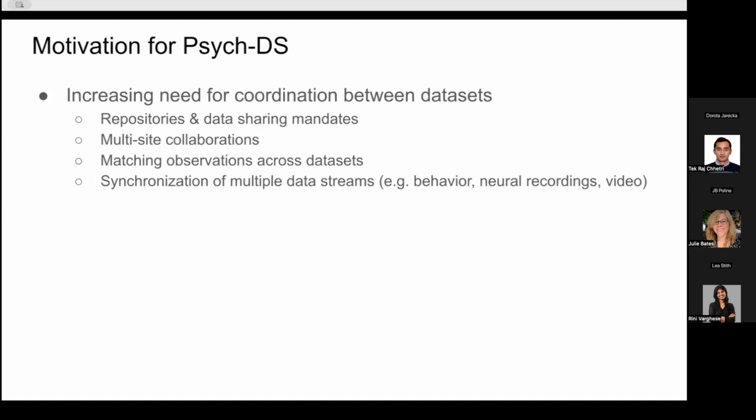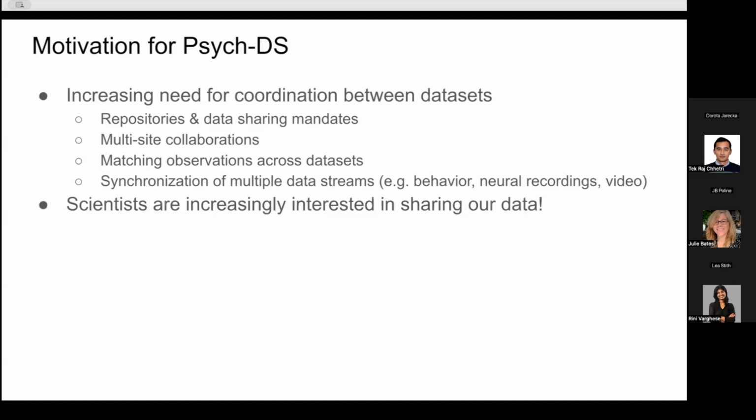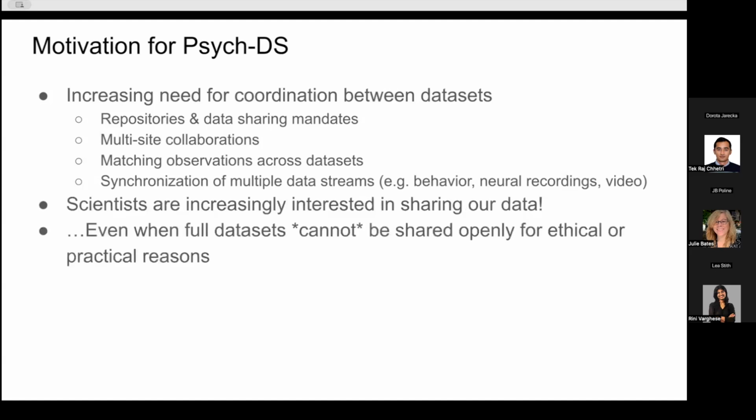where you start to need to be able to deal with data that may be produced by a whole team of scientists, each with their own different ways of working with data. We're increasingly interested in sharing our data with other people, but one of the things that was really important to us as we were starting to design Psych-DS was the knowledge that because this is human data, broadly speaking, that we're working with, many of us have full data sets that cannot be shared openly in their entirety for either ethical or practical reasons.